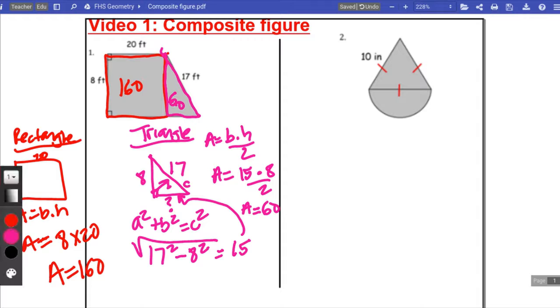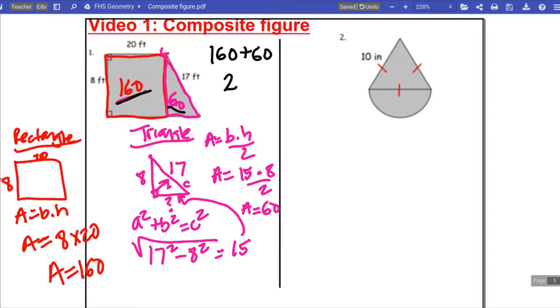All right, now to the final answer, because you're trying to find the area of the shaded region. Let me use the black color here real fast. It's the 160 and the 60. So you need to add them together. We get 220 as the area of the shaded region. Don't forget, feet squared. All right, so that was the first one. Let's do the second one.